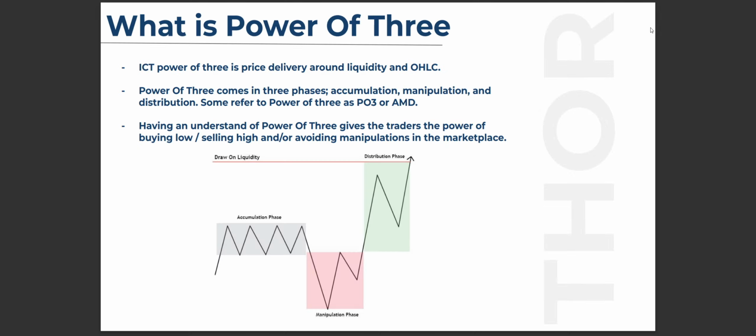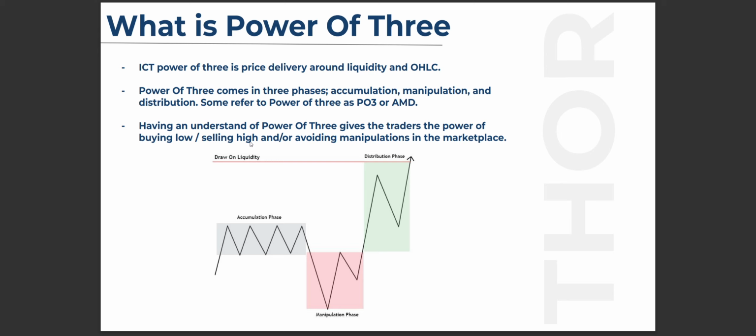Power 3. I want to cover Power 3 in this presentation just because this also forms around liquidity, so I'll cover it pretty fast. So first of all, what is Power 3? ICT Power 3 is price delivery around liquidity and the open, high, low, and close of individual candles, whether it's a daily candle or any time frame really. Power of three comes in three phases: accumulation, manipulation, and distribution, and some refer to power of three as PO3 or AMD. You'll see that a lot on Twitter.